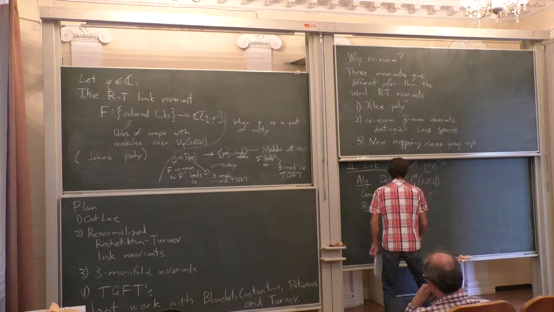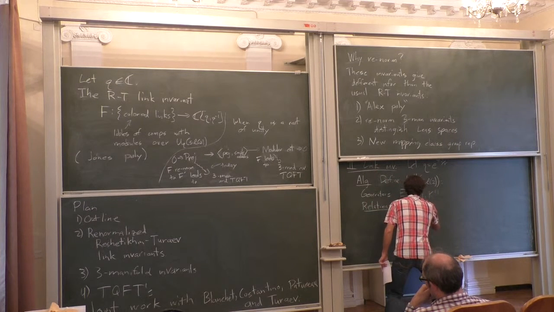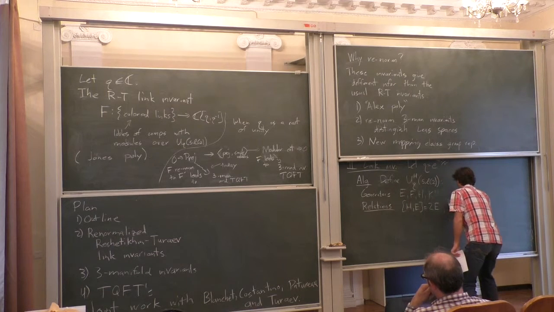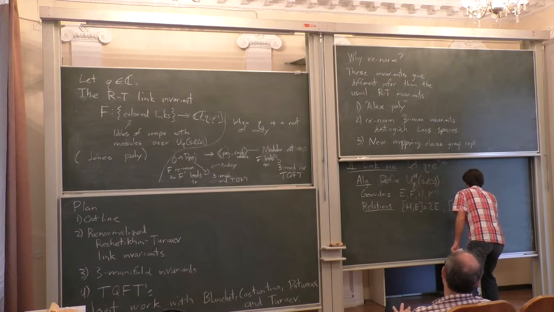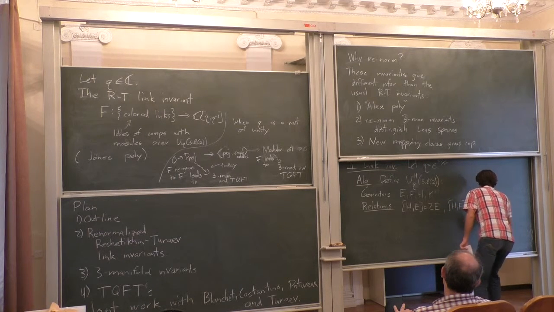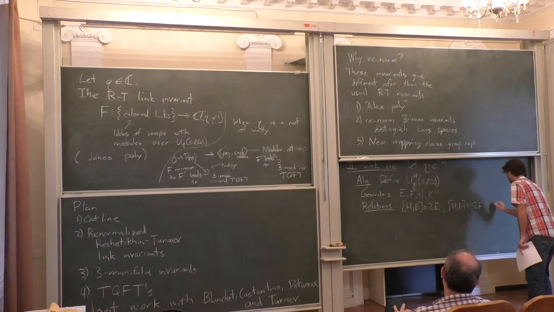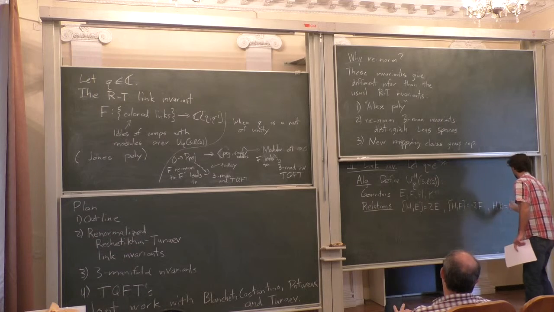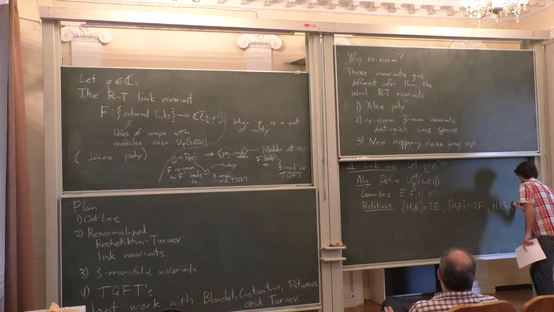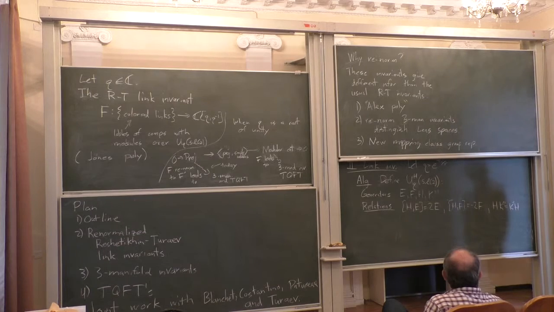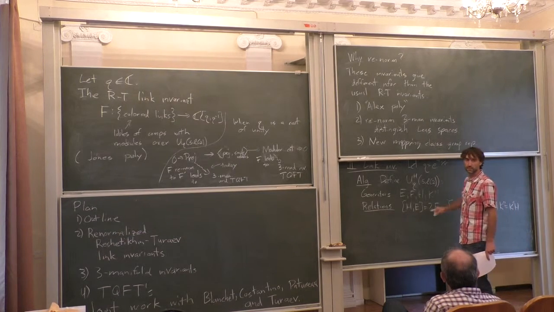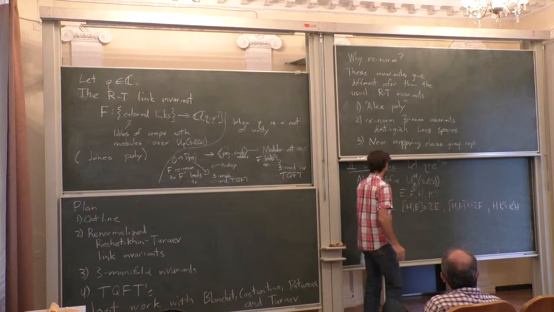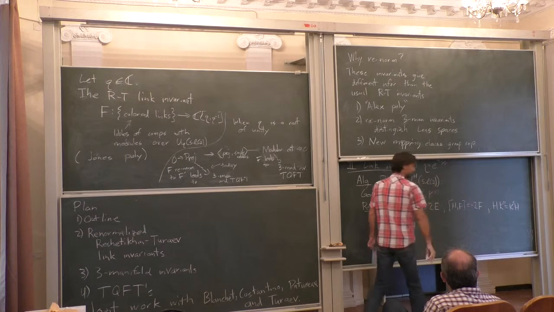It has some relations. And what are the relations? Well, first you have H, E is 2E, you have H, F is minus 2F, you have H and K commute. And so this looks a lot like the SL2 structure. So the big H really looks like SL2, except that if you look at E and F, it's a little different, as we'll see.